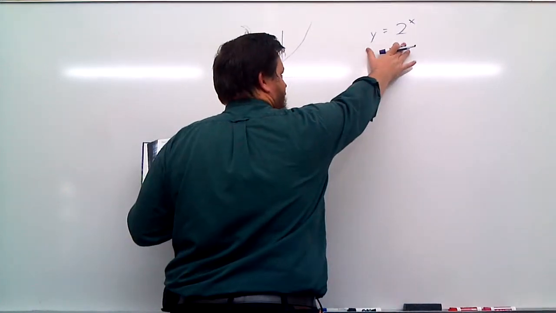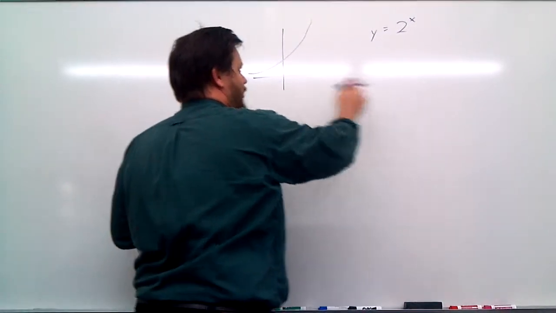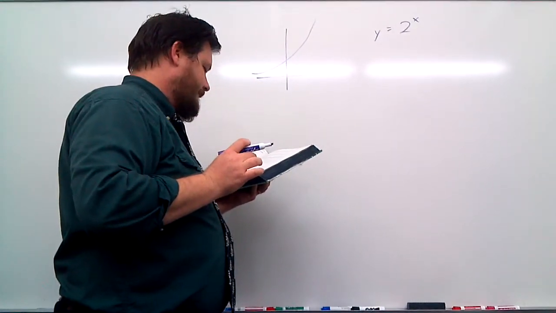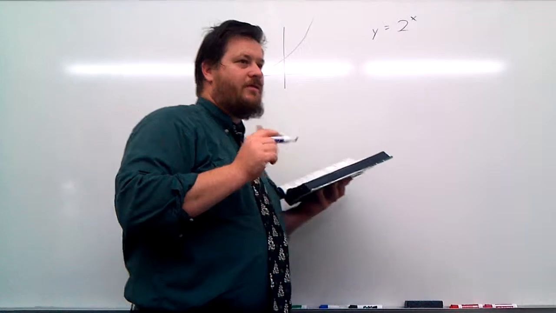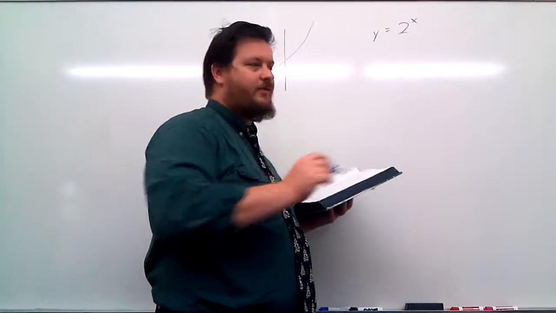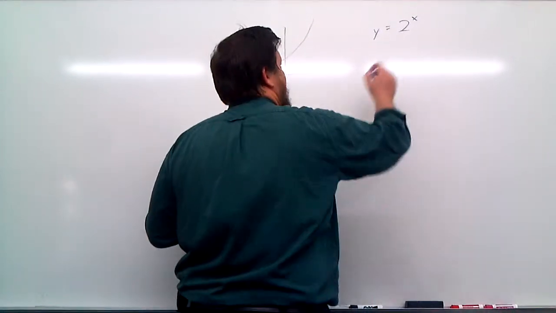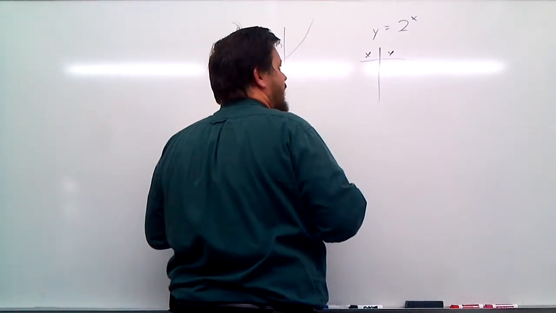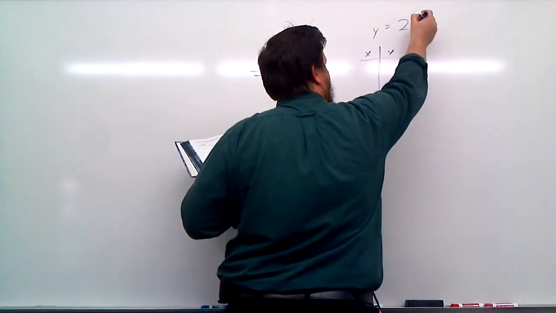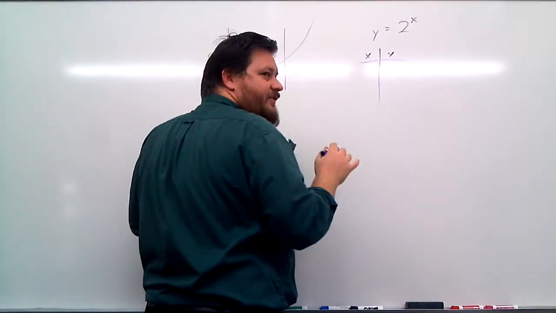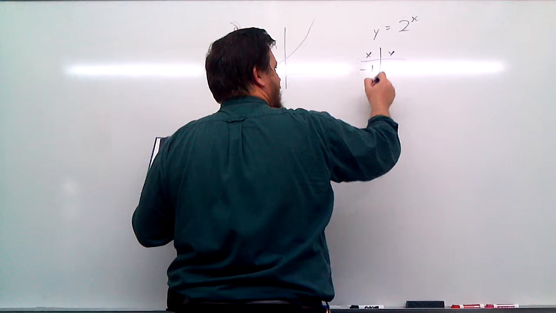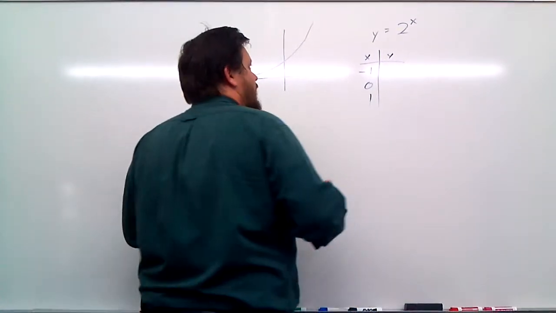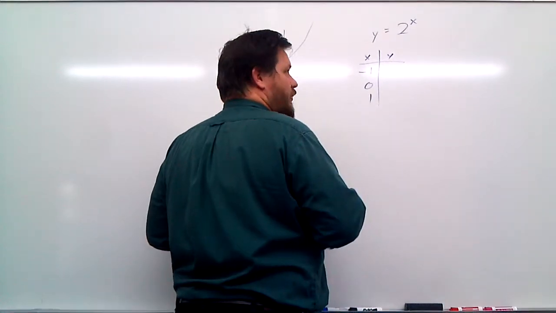So based on this, you say, okay, this is the basic shape. I usually do 3 points for reference before I sketch in the shape. What I recommend is, whatever is in the exponent, the x variable, let's pick some easy values. Usually -1, 0, and 1 are a great place to start, and see what it comes out to after that.